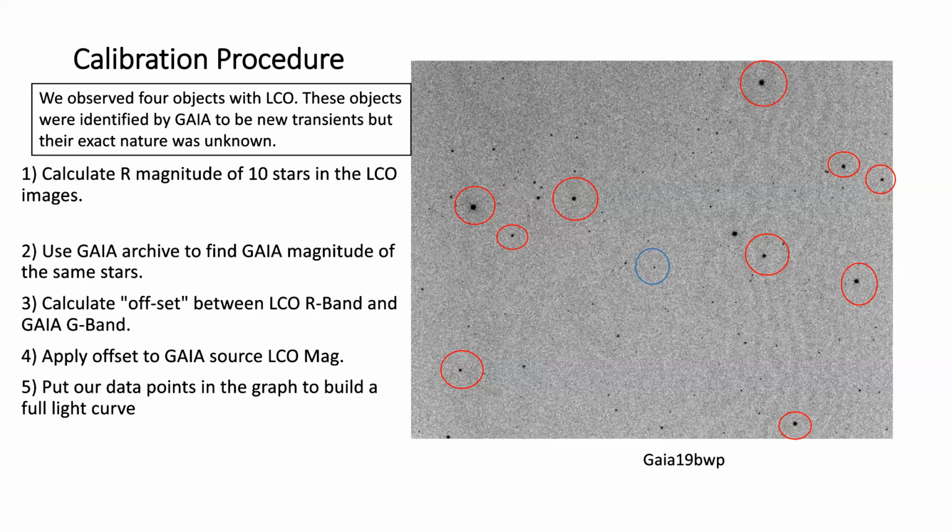The calibration procedure. We observed 4 objects with LCO. These objects were identified by Gaia to be new transients, but their exact nature was unknown. The way that we did this was we calculated the R magnitude of 10 stars in the LCO images. Then we used the Gaia archive to find the Gaia magnitude of the same stars. Then we calculated the offset between the LCO R band and the Gaia G band. Then we applied the offset to Gaia's source LCO mag. Then we put our data points in the graph to build a full light curve.